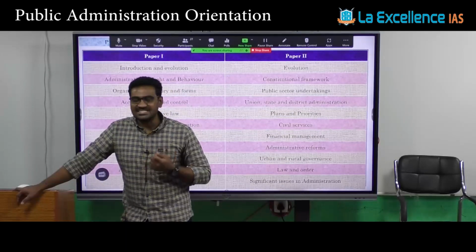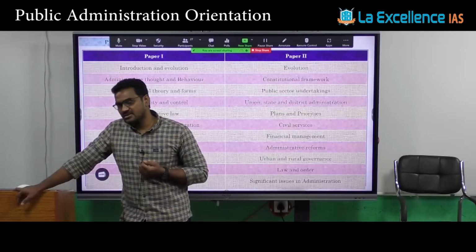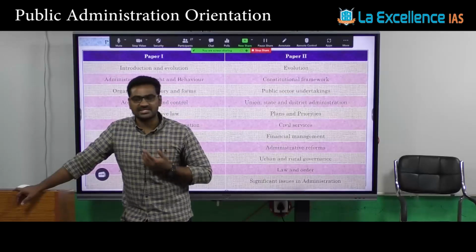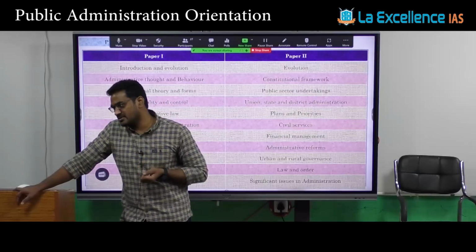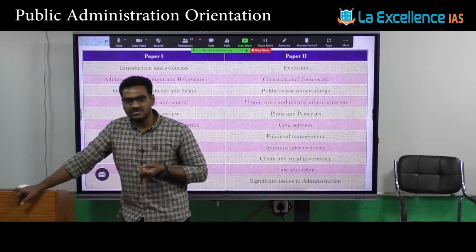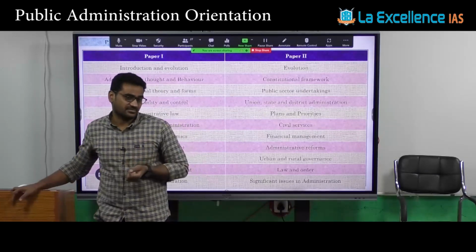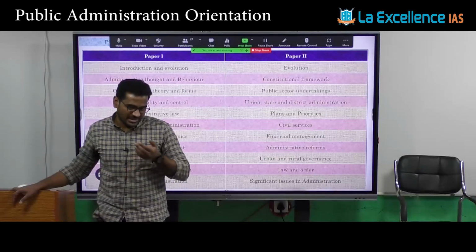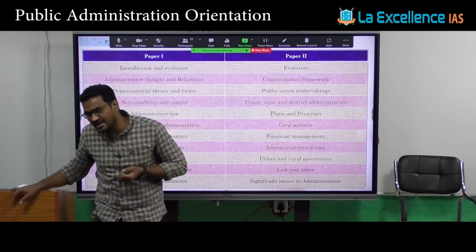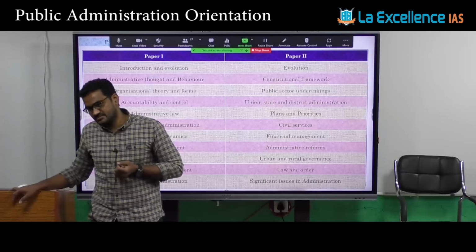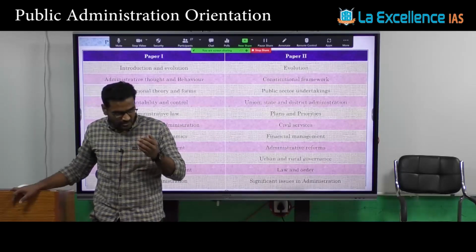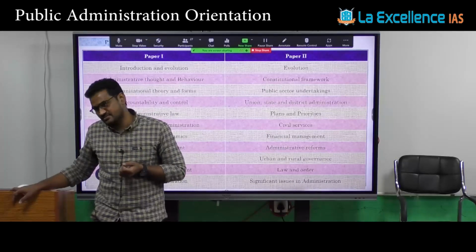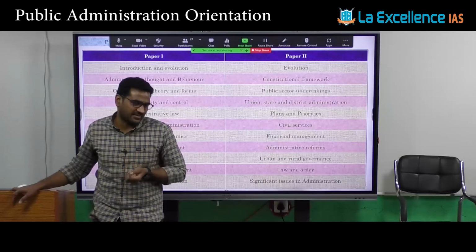Right? And the last chapter in paper 2 is some significant issues in Indian administration. And the most significant issue which troubles us a lot is corruption. Why is there corruption in our country? What are the legal and institutional frameworks we have in our country to deal with corruption? I hope you are understanding what this legal framework means. What are the laws we have to deal with corruption? And what are the institutions we have?